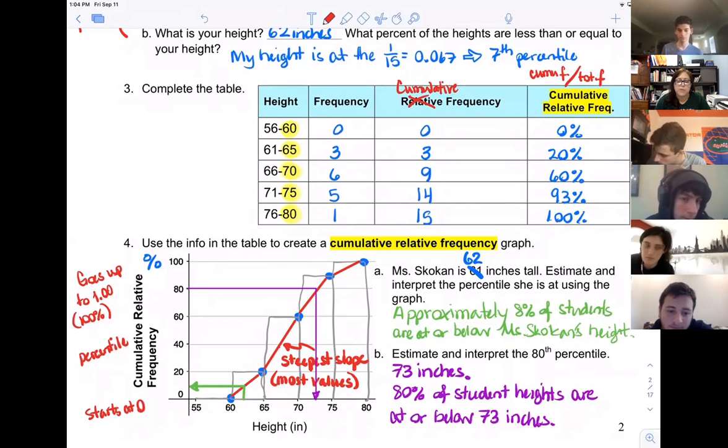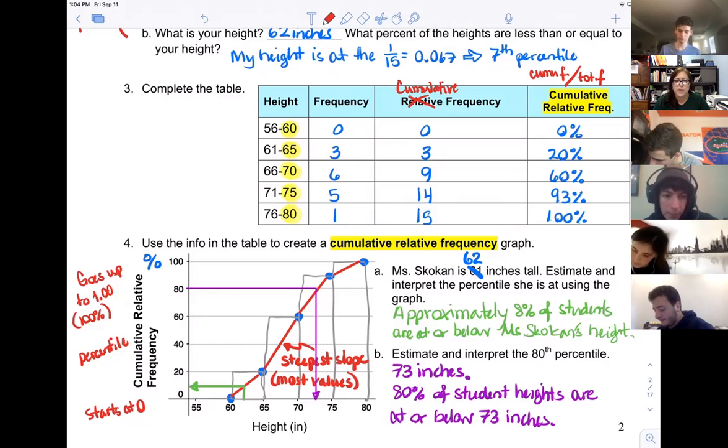And I just made a couple of notations. Where we have that steeper slope, where it's increasing more steeply, that's where we know we have the highest frequency of values. And if you notice, it's between what looks like the 65 to 70 group, and that's where we do have the highest frequency. We have 6 there. So that's just a connection that you can make between the frequency table and the interpretation of the cumulative relative frequency graph.